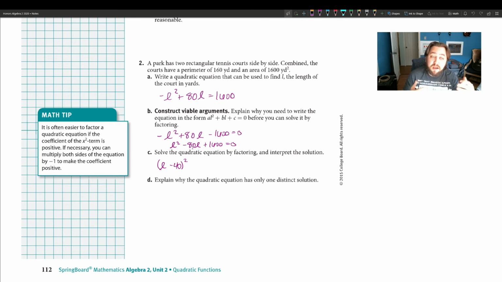So if we apply the 0 property to this, that'll be L minus 40 equals 0. And then if we add that 40 over, we get L equals 40. D, we only have one distinct solution because it is a perfect square trinomial. So both factors would be the same thing, right? Which we learned the other day.